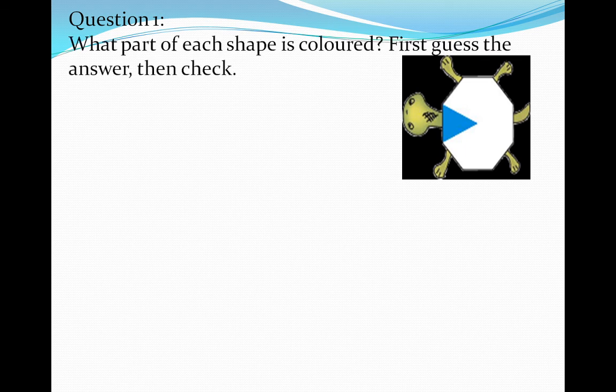So now we will move forward to our next activity. Look at here. This is a tortoise. What part of each shape is colored? First guess the answer and then check. Can you guess what part of each shape is colored?